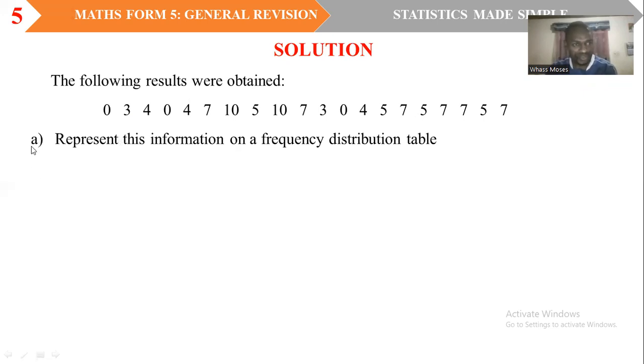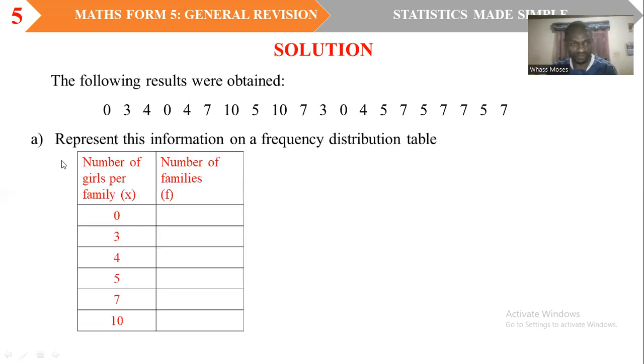So the first part of the question said we should represent this information on a frequency distribution table. Below, as we can see, is a frequency distribution table. So this is the frequency distribution table. We first of all analyze all these results in a table.